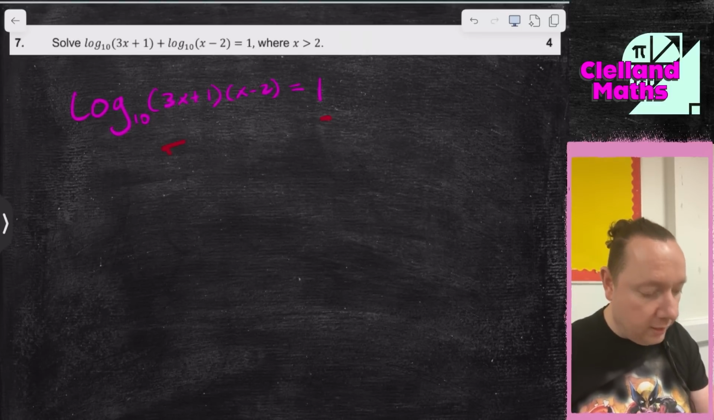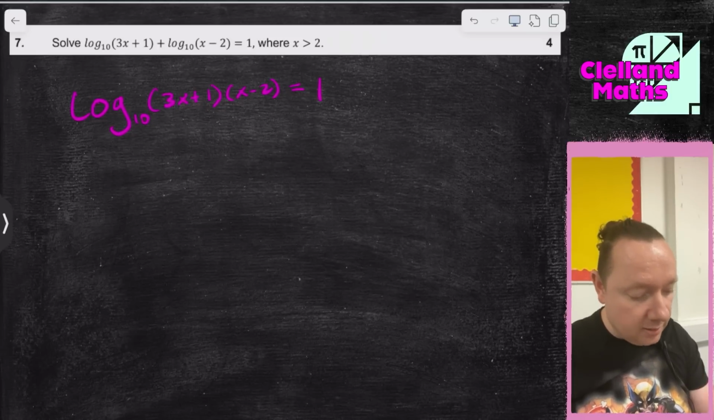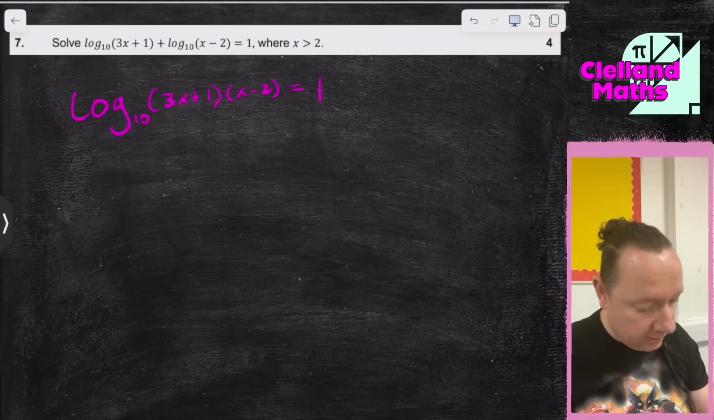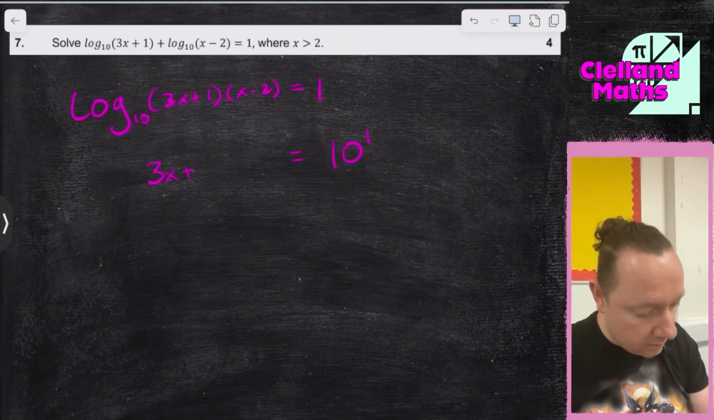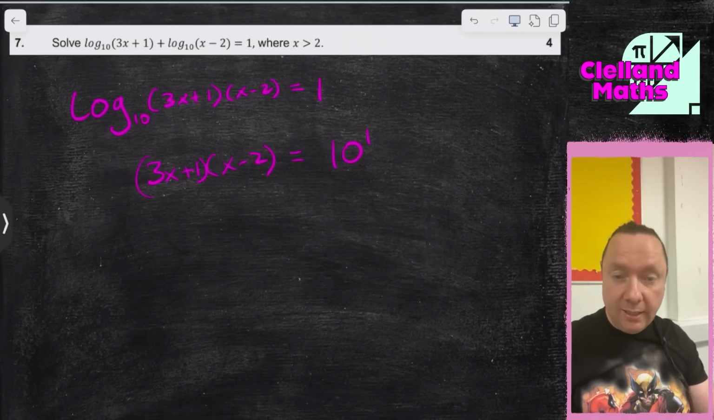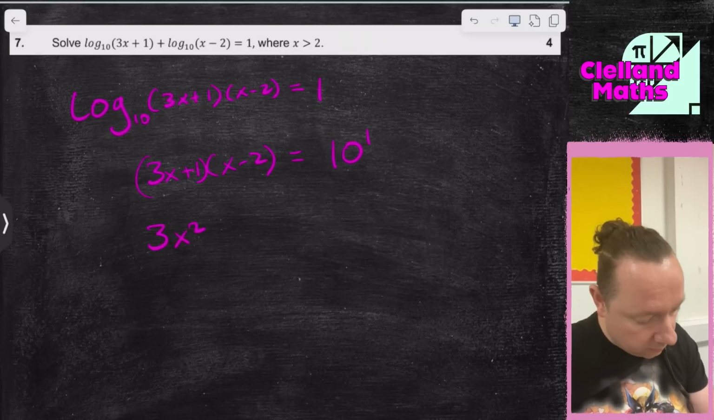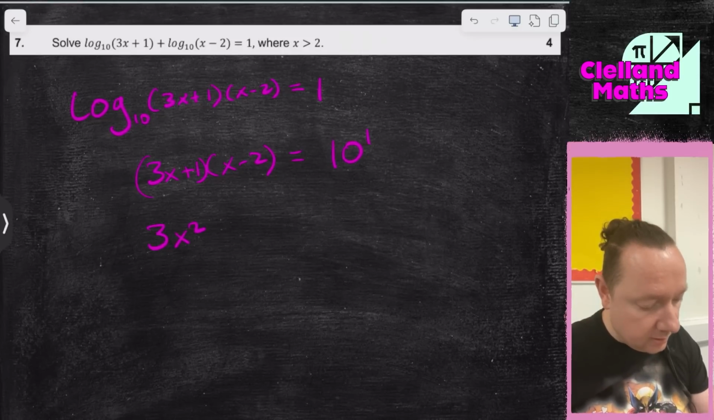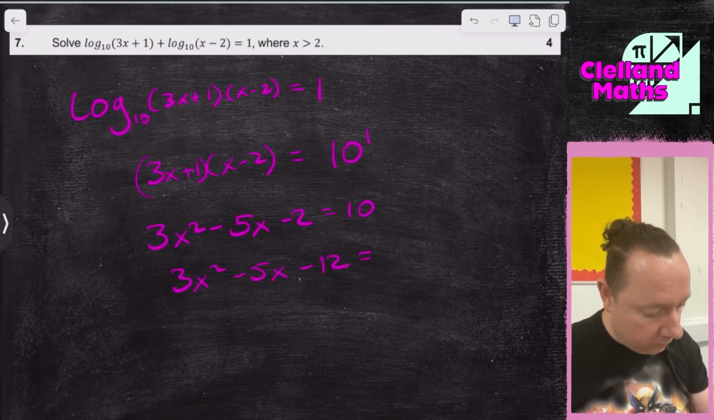Now, if it was log equals log here, I could just get rid of the log straight away. Since it isn't, then the base to the power equals this. So 10 to the power 1 on this side equals 3x plus 1 and x minus 2. And now I need to solve that. So I'm going to have to expand it because it's going to be a quadratic because it's squared and get it equal to 0. So I've got 3x squared minus 6x plus 1x is minus 5x minus 2 equals 10. So 3x squared minus 5x minus 12 equals 0.